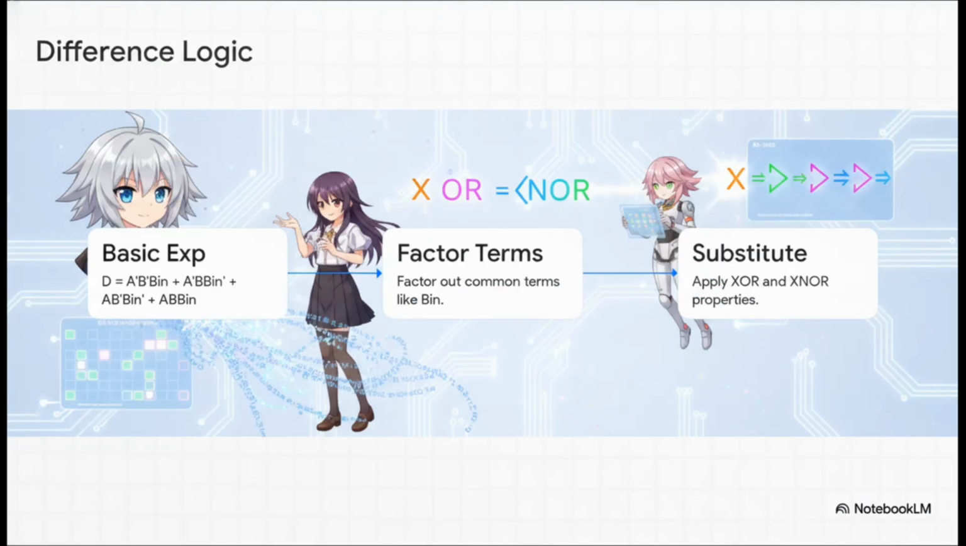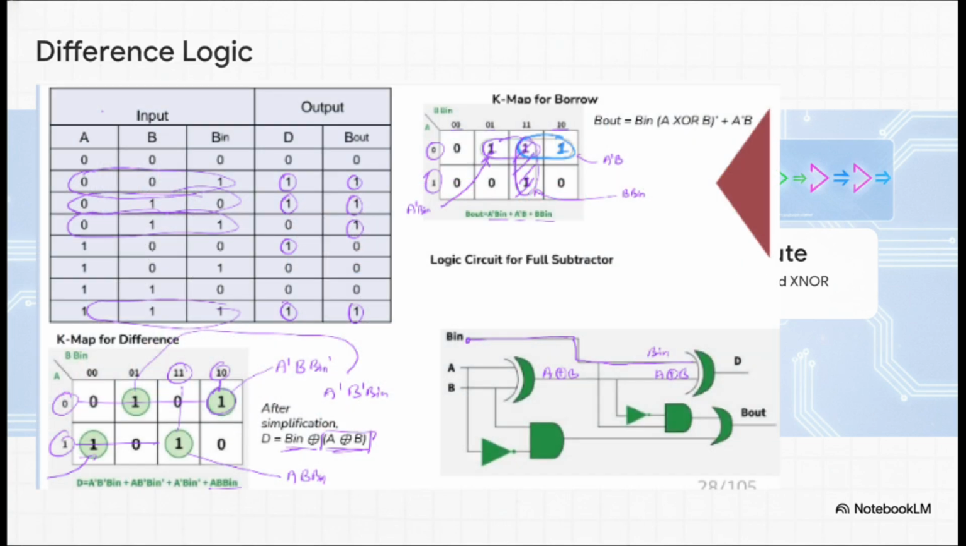Okay, to translate that truth table into something we can actually build, we use Karnaugh maps, or K-maps. Look at step 1. We start with this rather intimidating basic expression for the difference output. We're literally just grabbing every instance where the truth table output was a 1. But watch how we simplify this down into a really digestible procedure. In step 2, we just factor the common terms. We pull out bin and bin not.